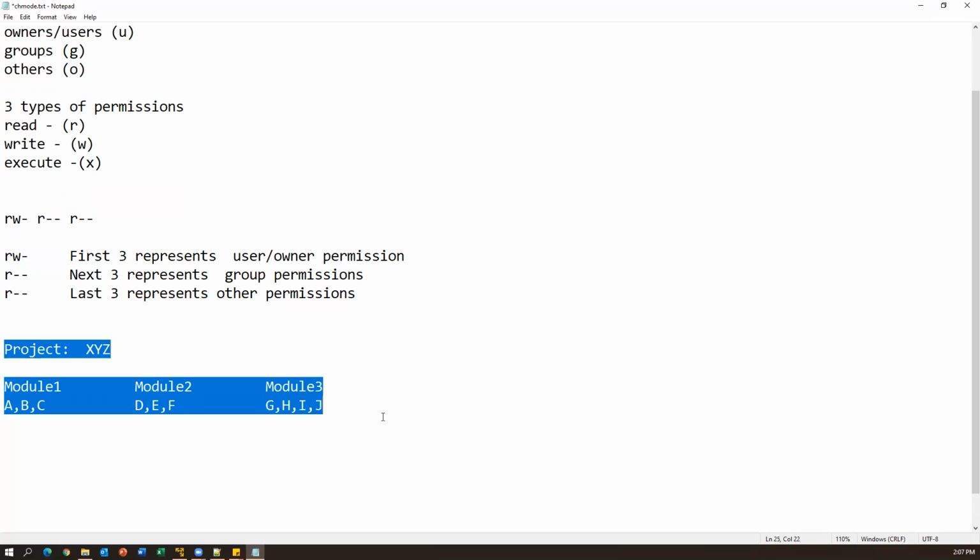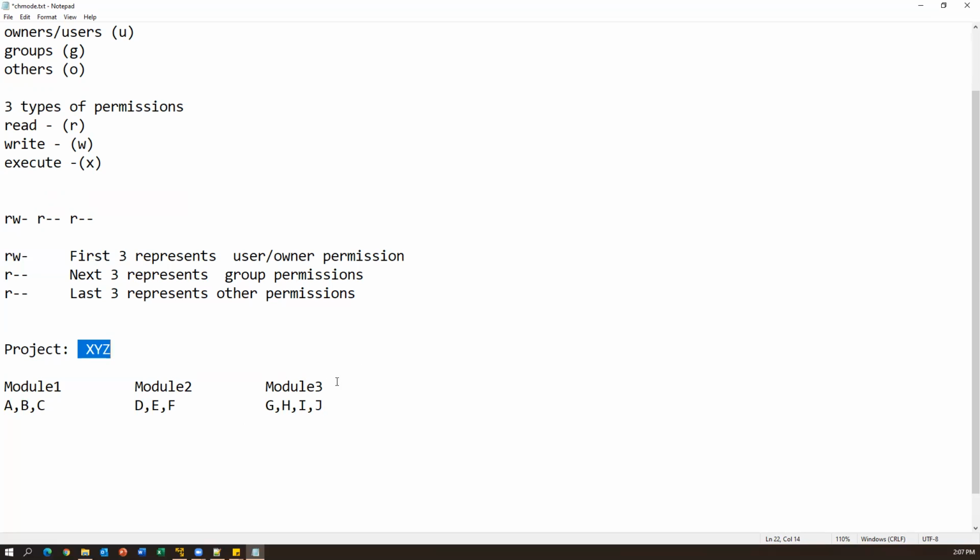So let us take this example. I have a project called XYZ, which contains multiple modules. Module 1 contains 3 developers. Module 2 contains another 3 developers. Module 3 contains 4 different developers.